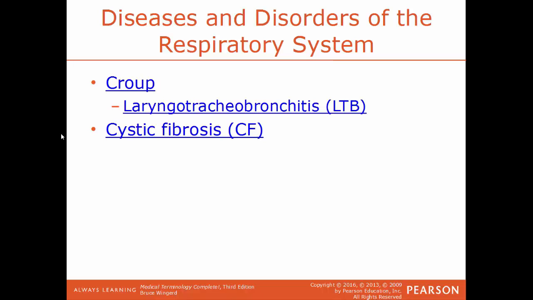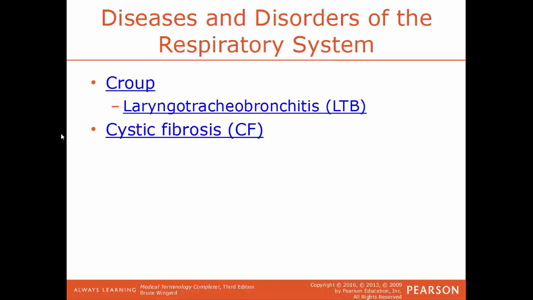And then when a child will cry, it makes the cough worse. And that's the more common term for the second item listed, LTB, laryngotracheobronchitis. So they both reference the same condition, but LTB is the much more cumbersome name, a much more formal name for the croup.